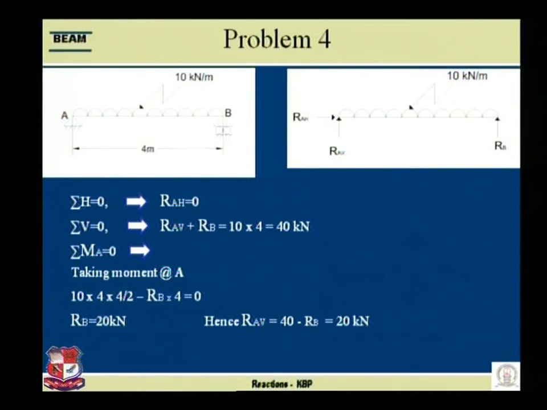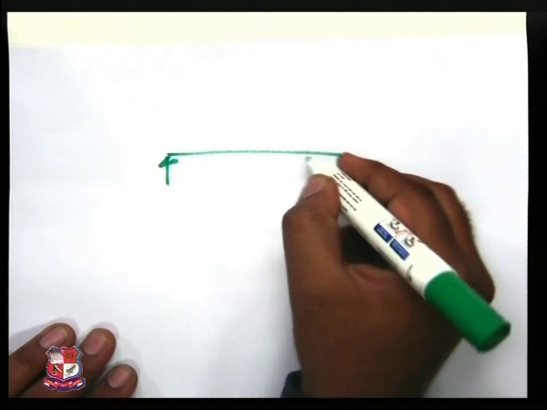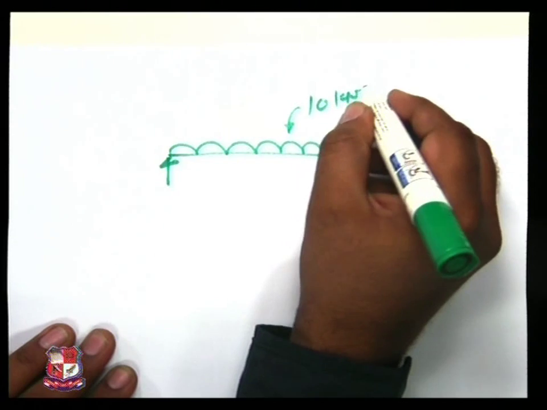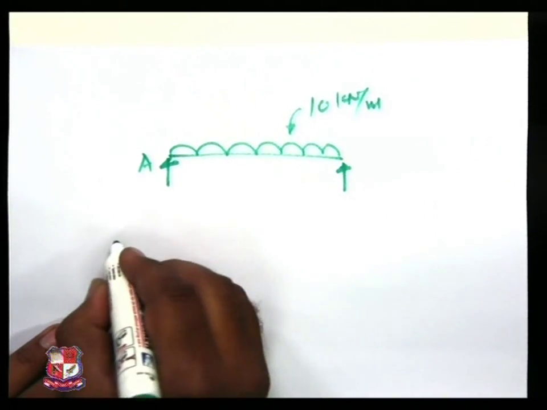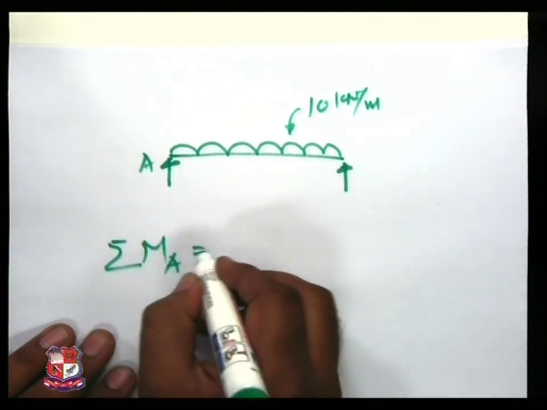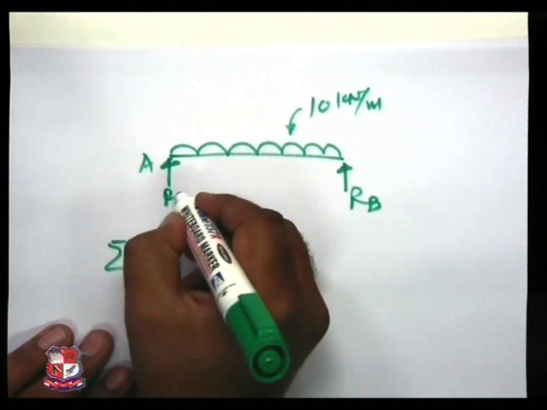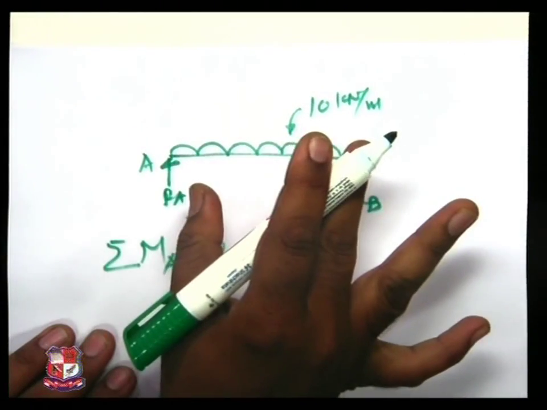Next one please. Now the third equilibrium condition, sigma MA is equal to 0. We are taking the moment over here. I'd like to explain over here right now. A point, I am taking sigma MA is equal to 0. The reaction RA into 0, it is 0.